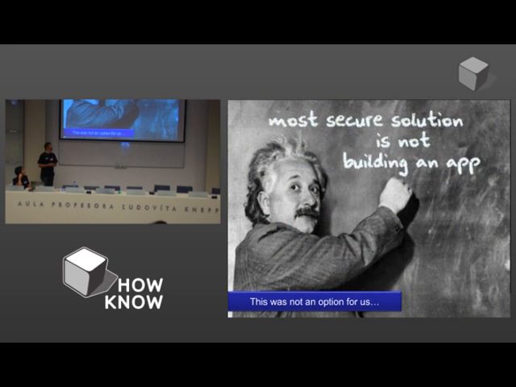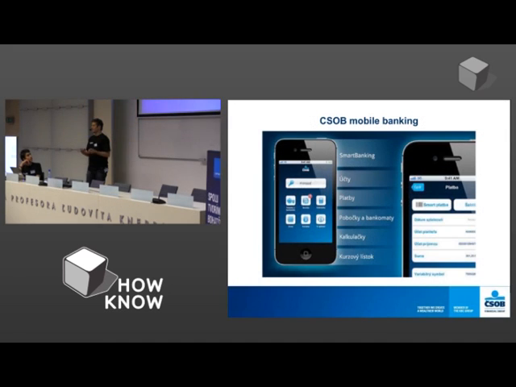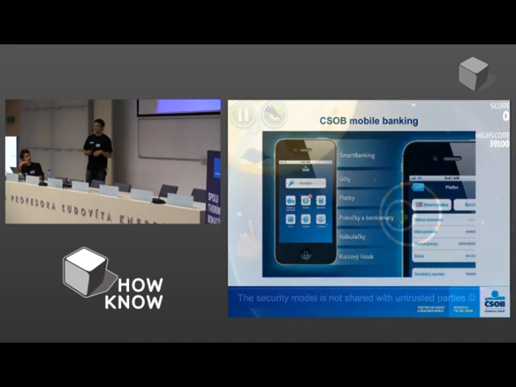What can you do about it? Well, this genius said the most secure solution is not doing anything. When you don't have a mobile application, you don't have a problem. But that was not an option for ChaseOB. We really want to have this nice, beautiful application.